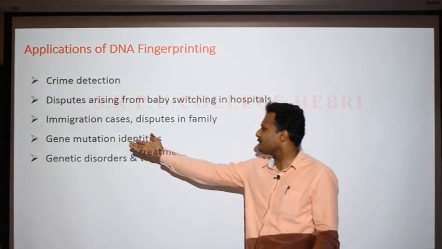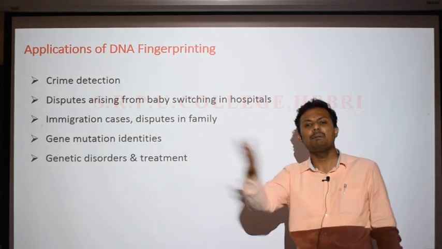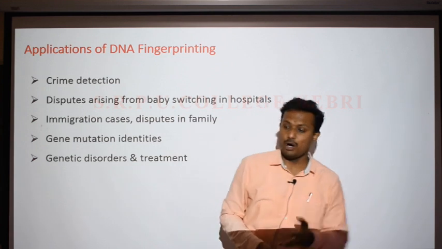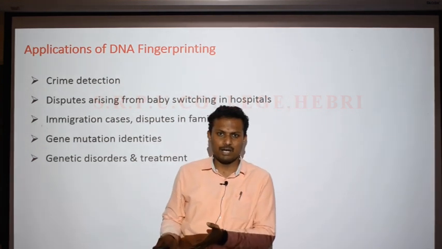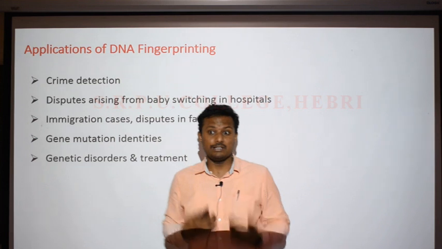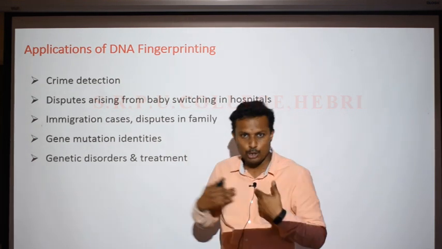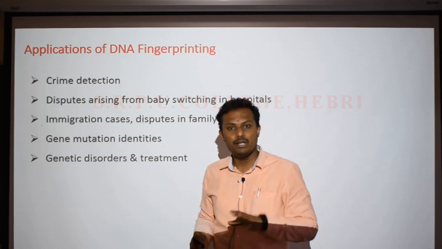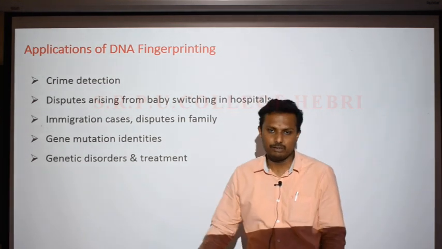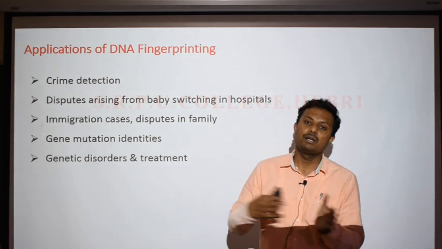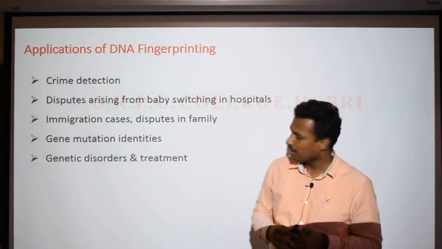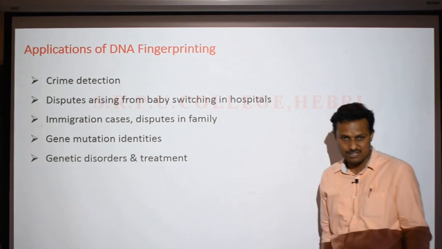Then disputes in the family means especially property related disputes. Somebody who is living in a foreign country, all of a sudden the death happens of a particular man here, and somebody comes saying that I am his son, all the property should belong to me. What is the proof? There is no other proof. Then what can be done? DNA fingerprinting can be done, so that the dead man can be compared with the other man who is claiming it, right?